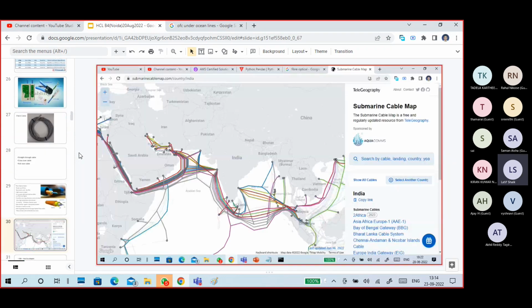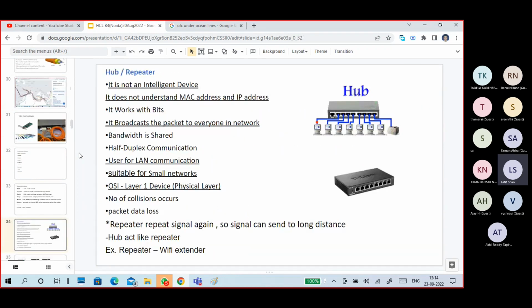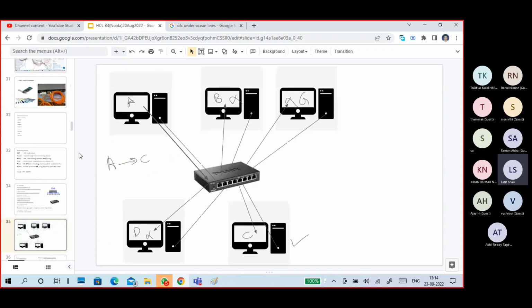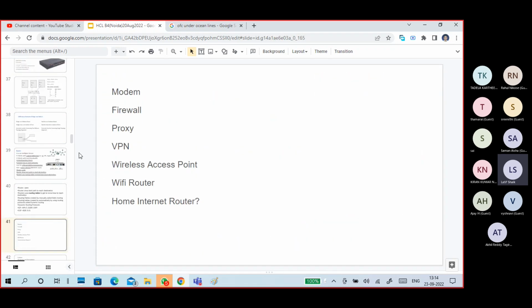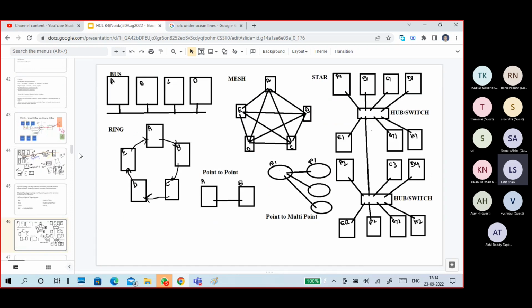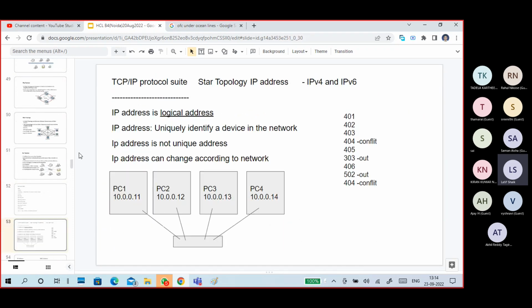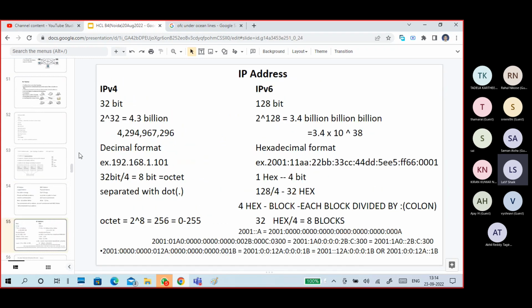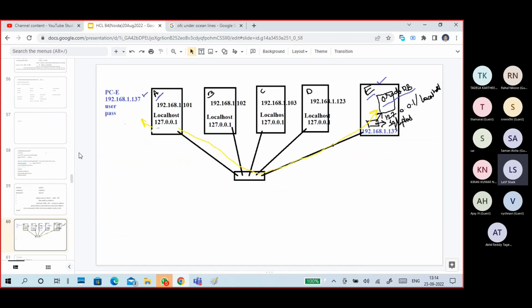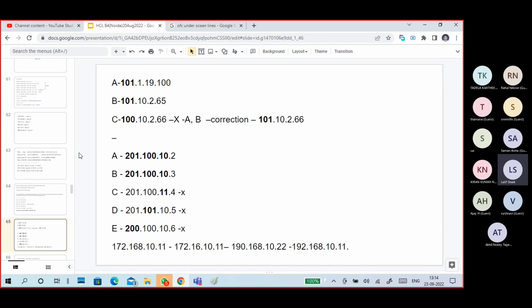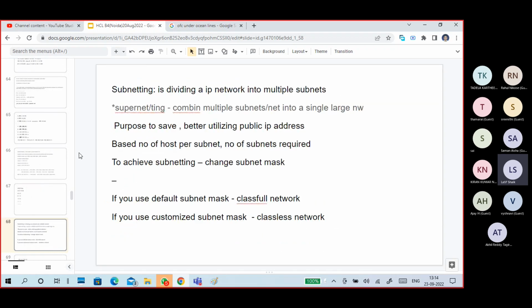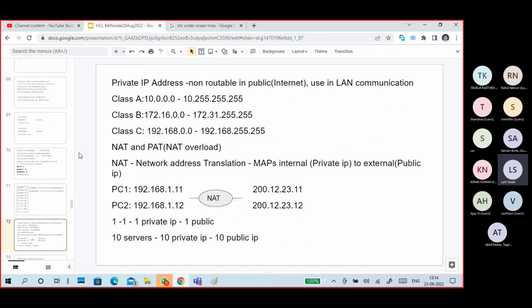So this is about cables, and one more thing is there, that is devices. Different devices we use in the network. Once we finish the devices, we can directly go to OSI layers and IP address classes. Small things are there, that we can also cover.